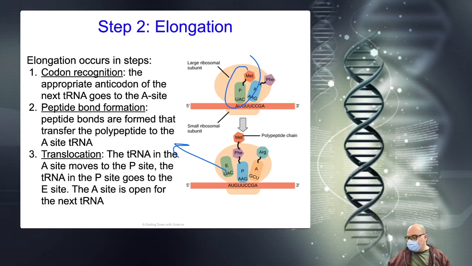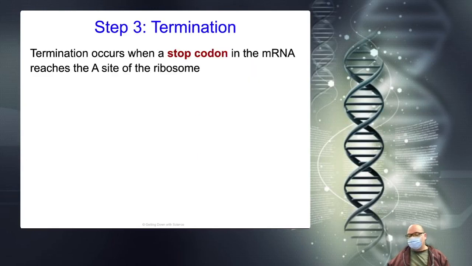All right. Step 3, termination. This is just where it stops. There is no stop amino acid. It just basically tells a bond to break and releases everything, and then the protein will do its folding.